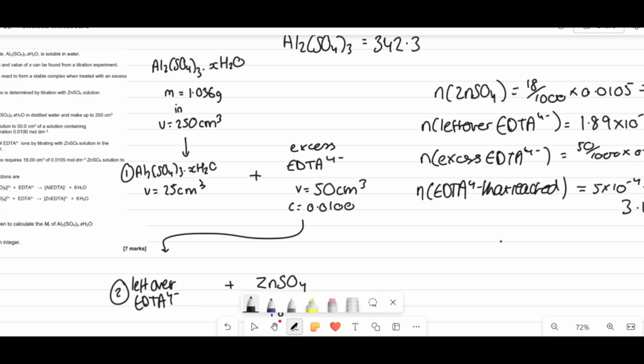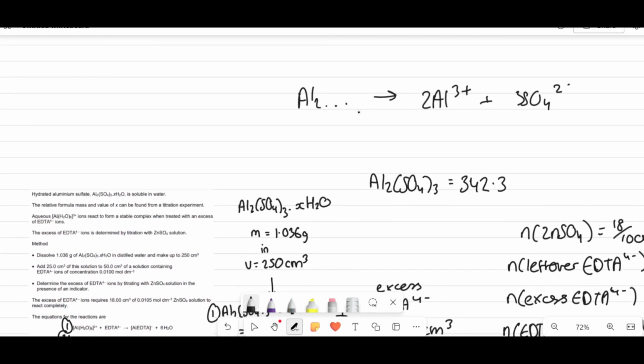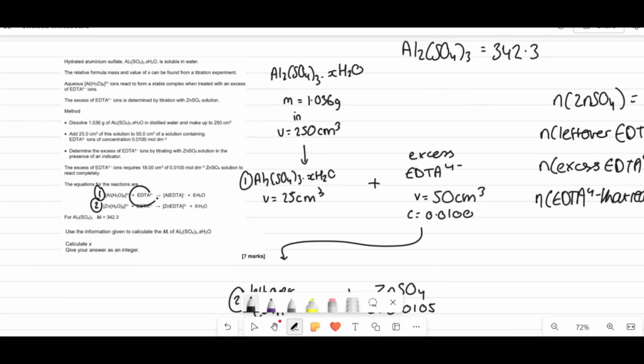So this question's a bit devious in that it tells you as well that this equation is Al blah, blah, blah, 3 plus and EDTA, right? However, we're dealing with Al2 blah, blah, blah, whatever. If you let this dissociate in water, you're going to get Al2 whatever becomes 2Al3 plus and then 3SO4 2 minus, okay? But this equation is only giving us 1 Al and 1 EDTA. So that means for us to react this compound, which has 2 of them, right?